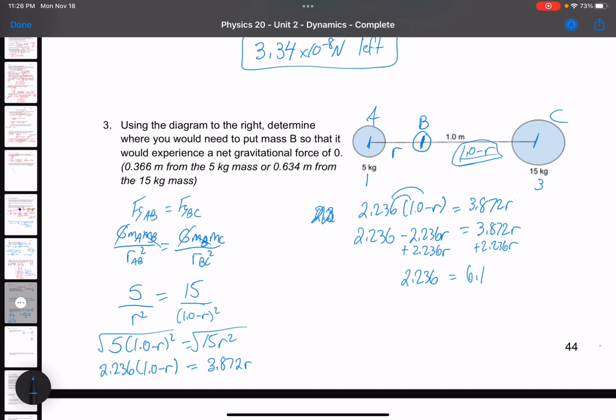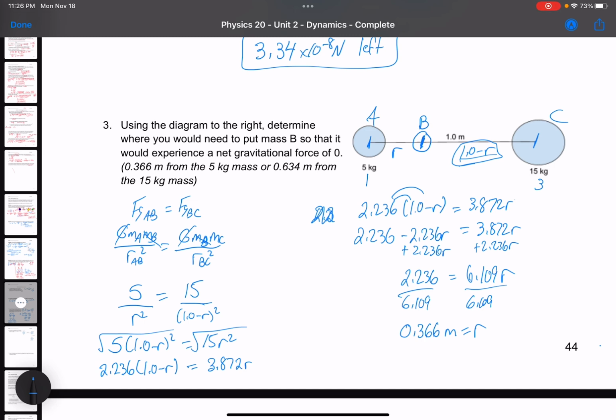I'm going to be 6.109 r's. So I'm going to divide by 6.109. Okay, and I end up getting 0.366 meters is equal to r. Okay, so 0.366 meters equals r.